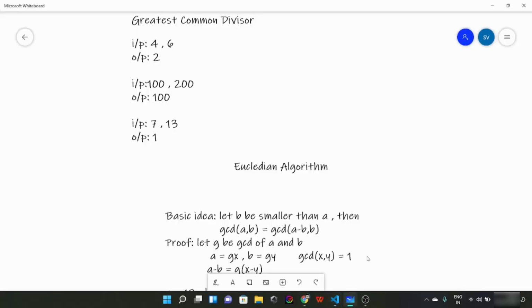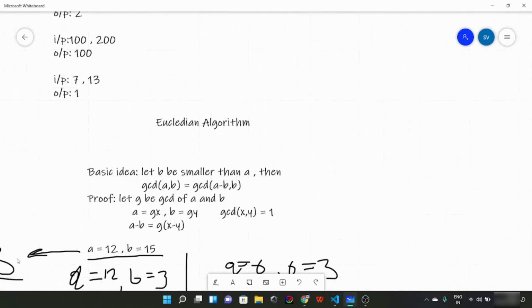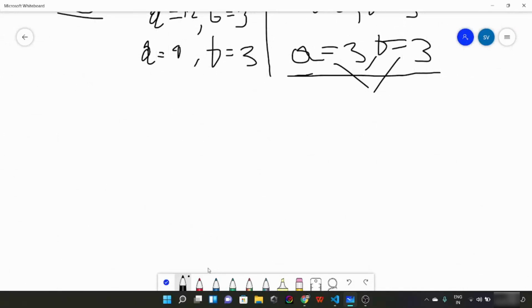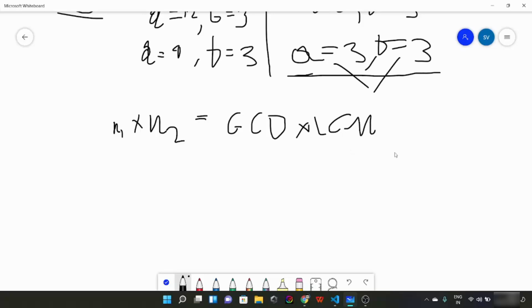Alright. Now from the Euclidean algorithm, you can also find LCM. You must be wondering how. Alright, so recall that you have read a formula somewhere, that is, the multiplication of two numbers is equal to GCD cross LCM, right? Now what is LCM? LCM is the least common multiple, meaning the least number which is a multiple of both of the numbers, alright?